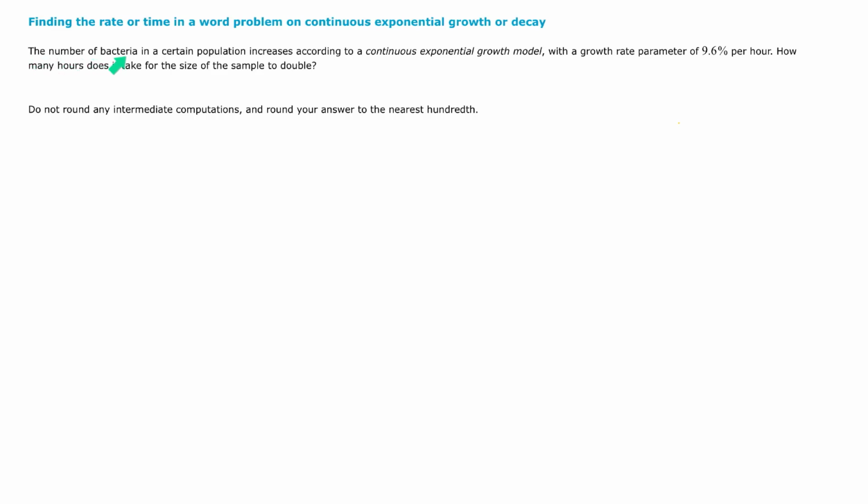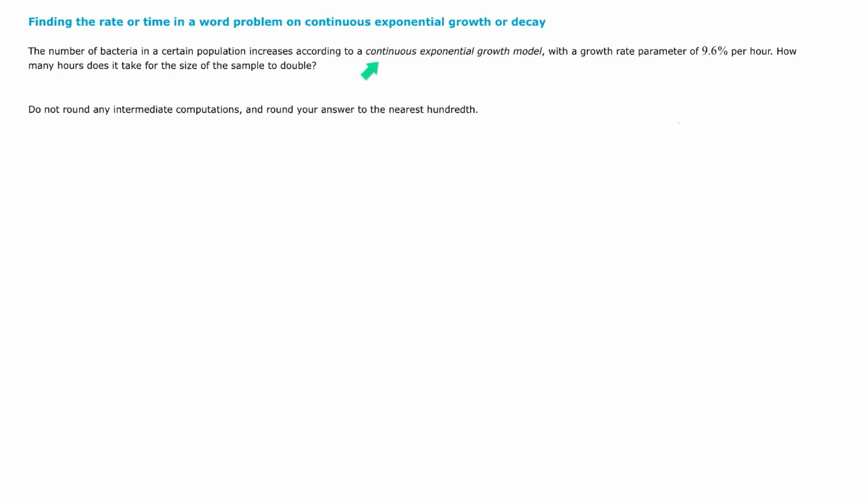The number of bacteria in a certain population increases according to a continuous exponential growth model, with a growth rate parameter of 9.6% per hour. How many hours does it take for the size of the sample to double? Do not round any intermediate computations and round your answer to the nearest hundredth.